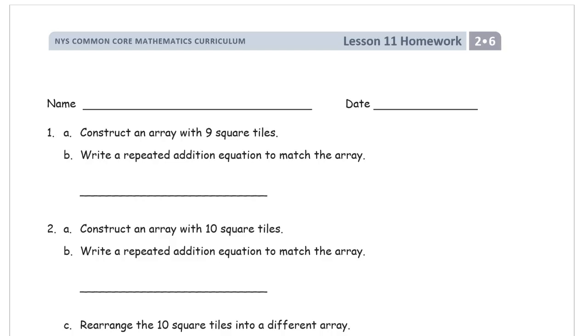Welcome to the homework for lesson 11. This is module 6 of second grade. Write your name here first, please. And construct an array with 9 square tiles.